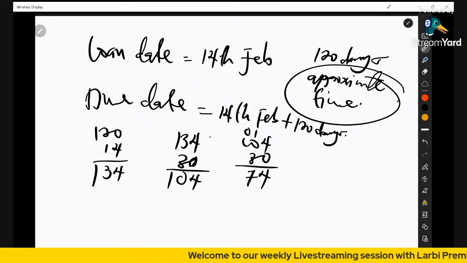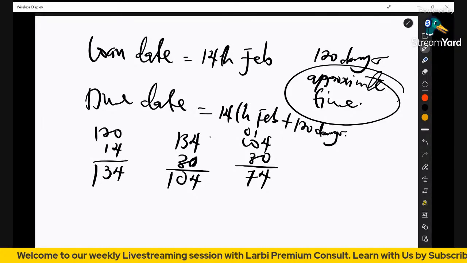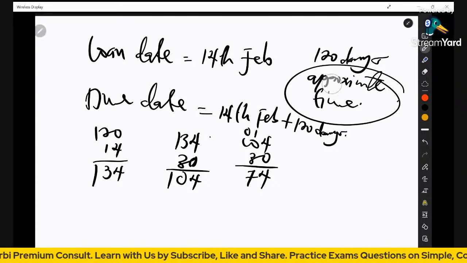74 is also an abnormal number of days in the month. So from March, I'll move on towards April. How many days do you have in April? That is 30, right? And remember, here too you are using approximate time, so don't even think about the number of days. Your idea is that you are subtracting 30 throughout.